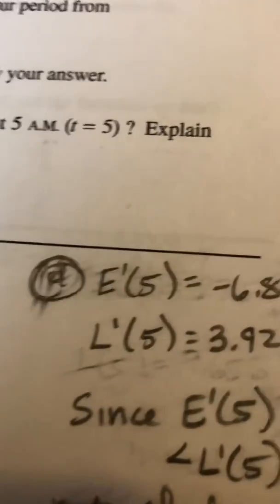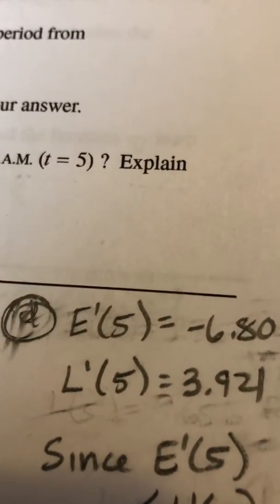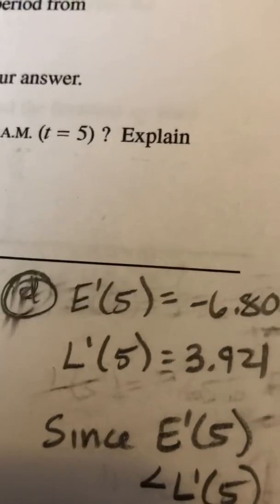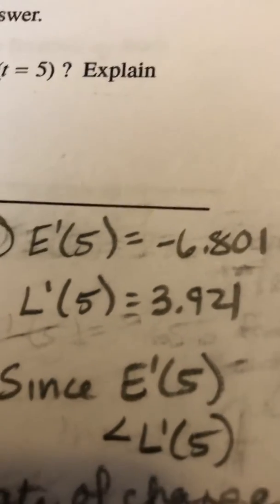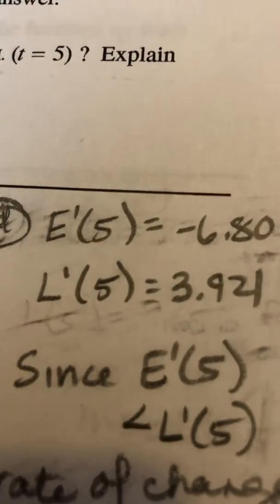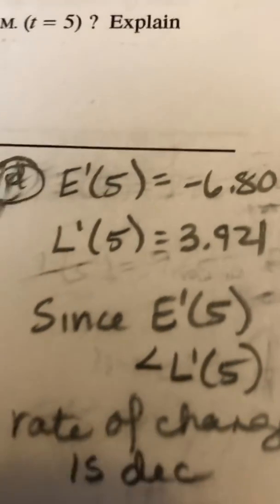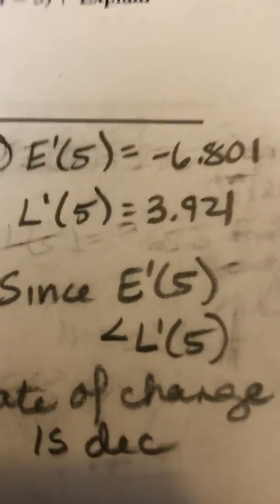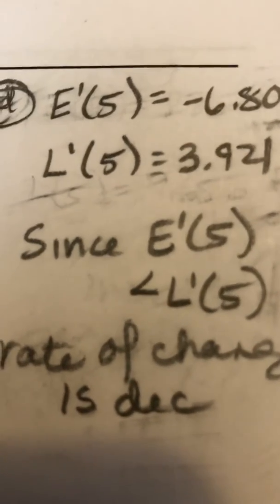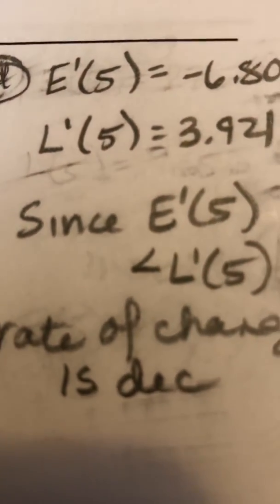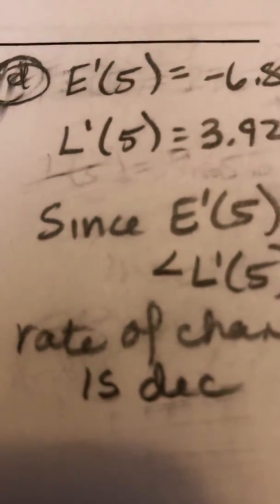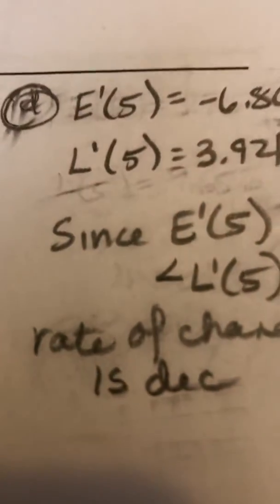So the way we look at it is we have to look at the derivatives of E and L. So we look at E prime versus L prime. Since E prime, the rate of change of the rate at which they're entering, is negative, and L prime, the rate of change of the rate at which they're leaving, is positive, the rate of change of the number of fish in the lake is decreasing because the leaving is greater than the entering. So that is a good example of an in-out question, and yeah, there we go.